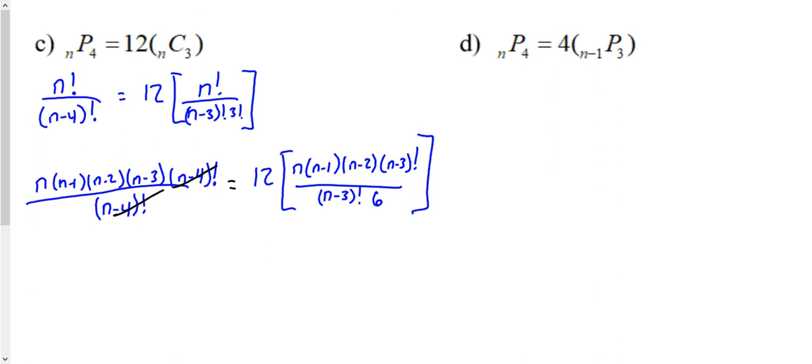Okay, so what can we cancel out over here? N minus 3 factorial, n minus 3 factorial, and I can clean this up as 12 divided by 6, which is eventually 2. Let's cancel out things that are the same on both sides. So we cancel out n minus 1, n minus 2, because I have an n minus 1, n minus 2 on both sides eventually. So that leaves you with the following. You have n minus 3 equals 12 divided by 6, which is 2. So n here has to equal 5 for this to work out.